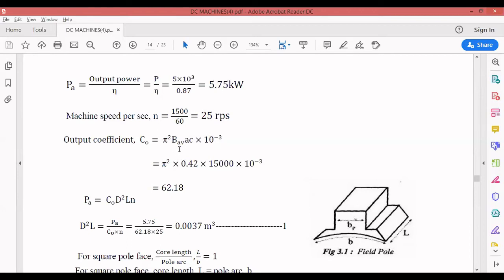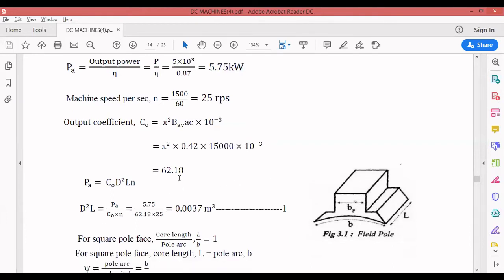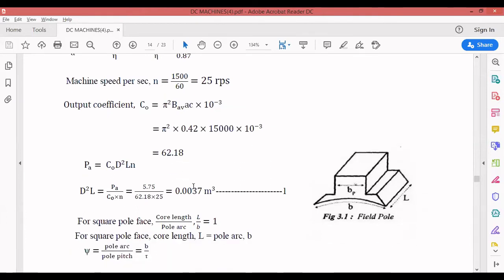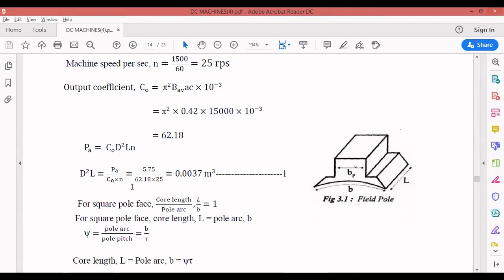C naught is equal to pi square into B_av into ac into 10 power minus 3. Pi square into 0.42 into 15,000 into 10 power minus 3. What do you get here? 62.18. And we know that the power developed by the armature PA is equal to what? C naught D square Ln. Then I want D square L. So D square L is equal to what? PA divided by C naught into N.